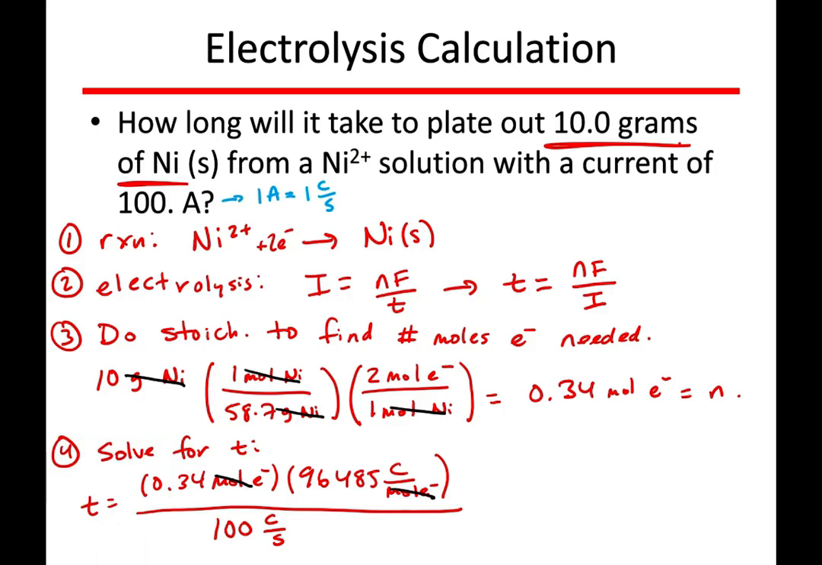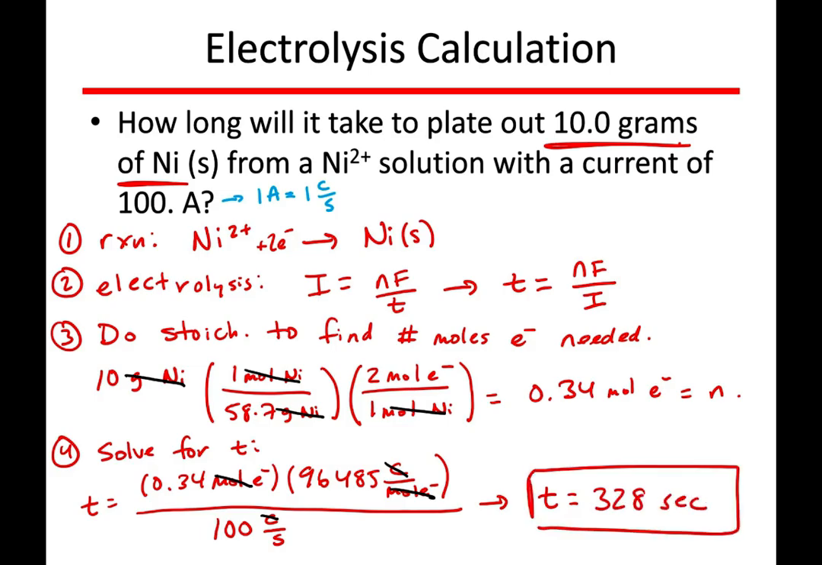The moles of electrons cancel, and then the coulombs cancel from the coulombs in the amps, and I'm left with just units of seconds. And the amount of time in seconds comes out to 328 seconds. That's how long it would take to plate out 10 grams of nickel from this solution using a current of 100 amps. All right, next up we'll talk about how you can predict whether or not a reaction is spontaneous.